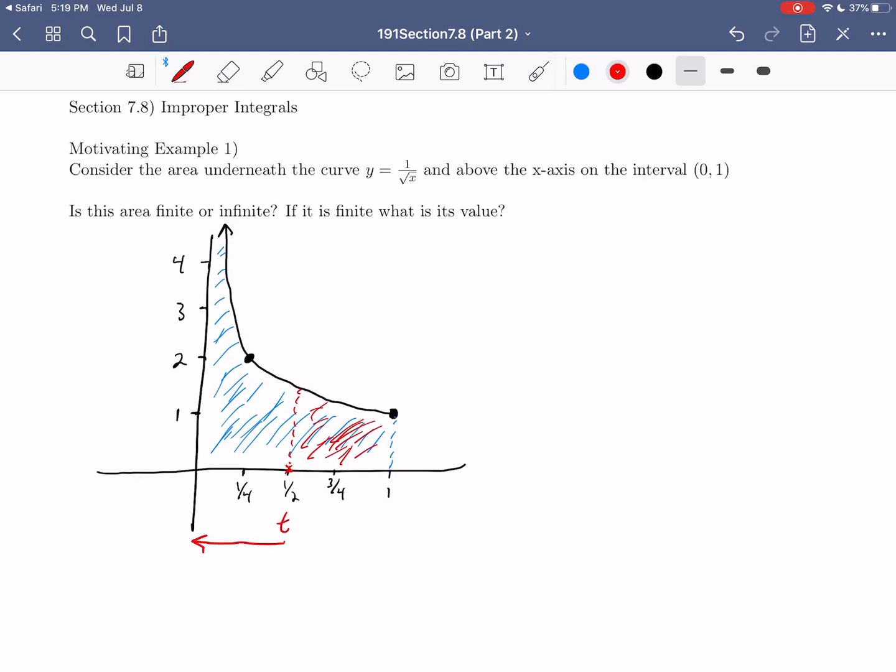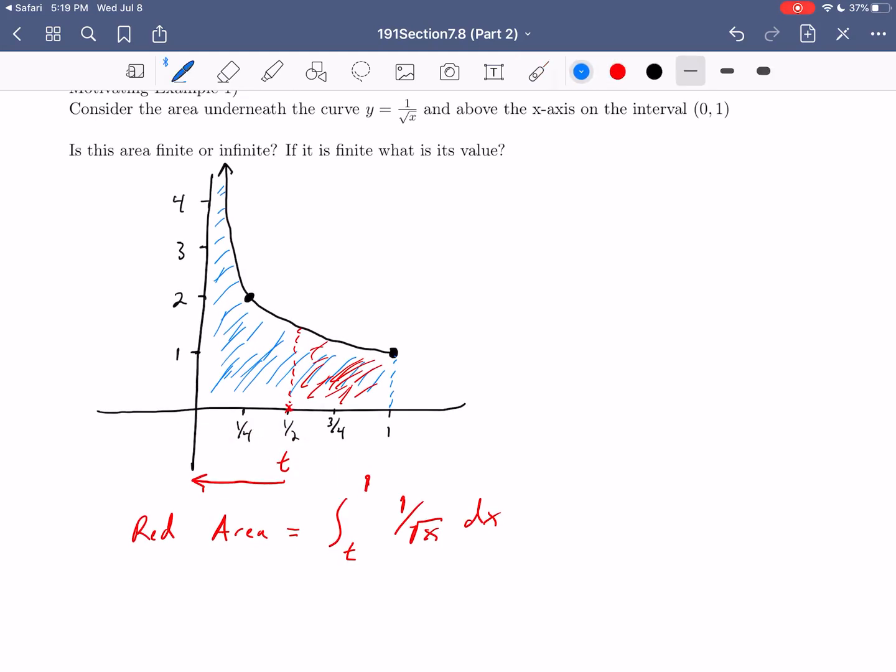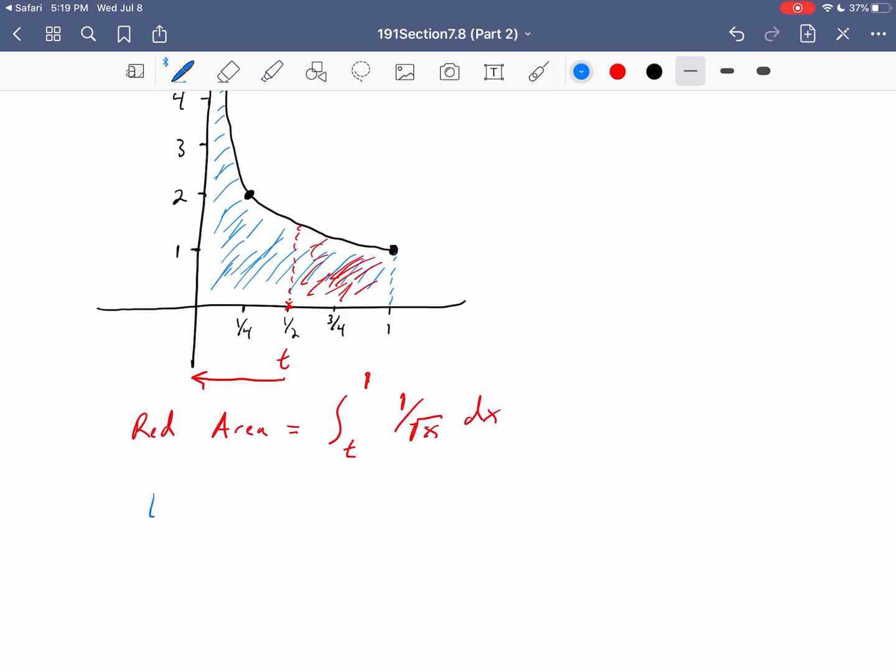If we think about that, the red area would, of course, just be a standard definite integral: the integral from that t value to 1 of 1 over square root x dx. But then we want to slide t as close as we can to 0. So it should not be a surprise that the blue area is going to be based on a limit.